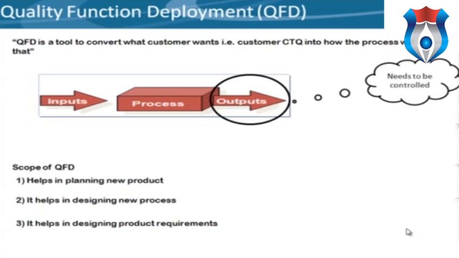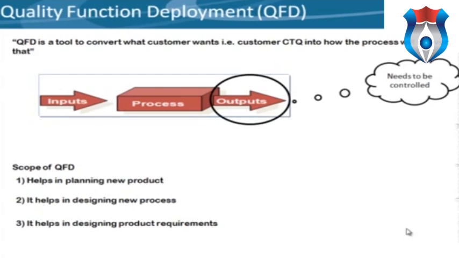So first you will make a list of CTQs that will help your customers feel happy. This is the very first step of quality function deployment: make a list of customer requirements that will make your customers feel happy. The second step is to prioritize all those CTQs, because all CTQs cannot be equally important.